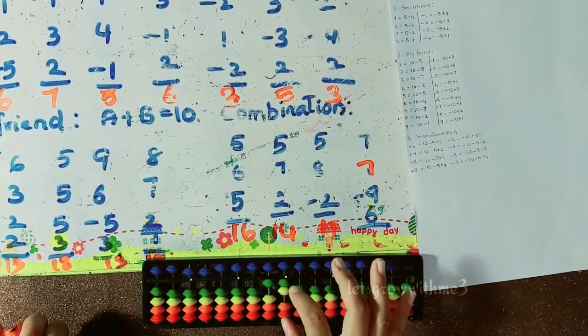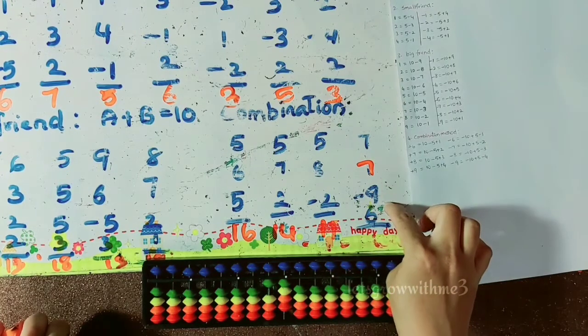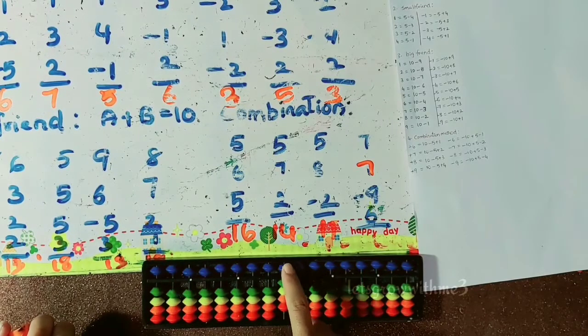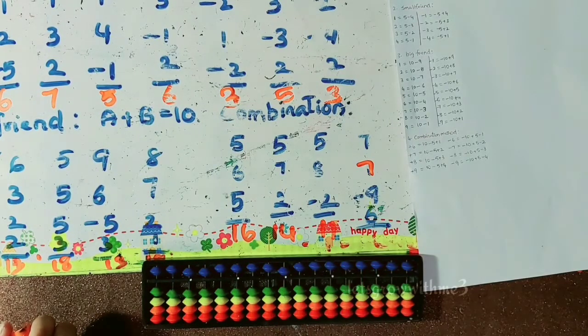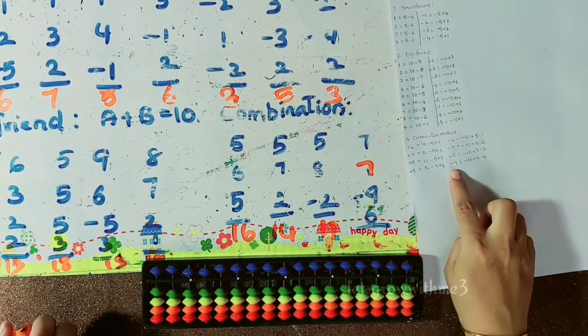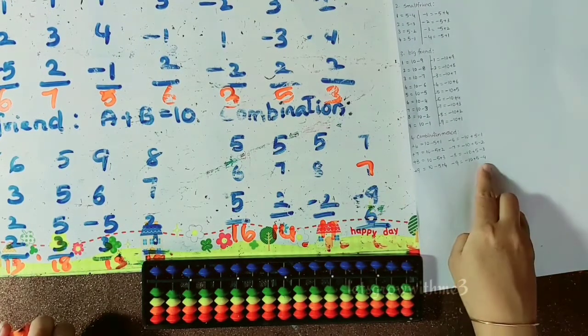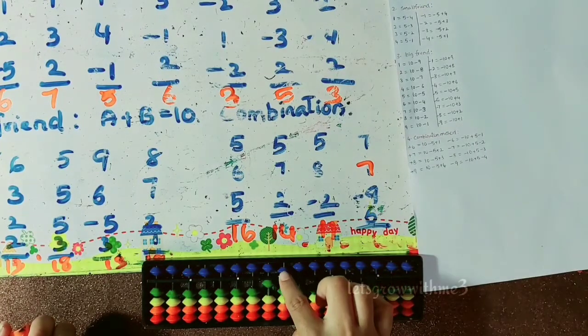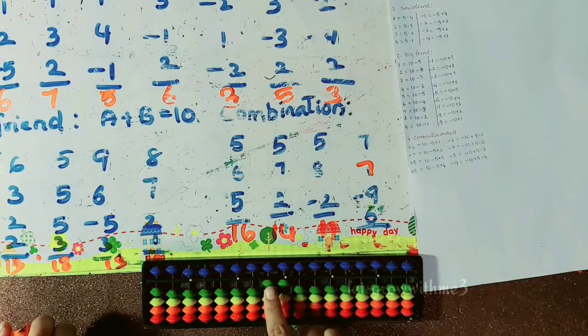Next question, 7 plus 7 minus 9 plus 6. Yes, next question, 7 plus 7. How to add 7 plus 7? First 7, and then for the next 7 we need to go for plus 10 minus 5 plus 2, which is equal to 14. Then we need to do minus 9. What's the formula? Minus 10 plus 5 minus 4. So let's apply that formula. Minus 10 plus 5 minus 4.